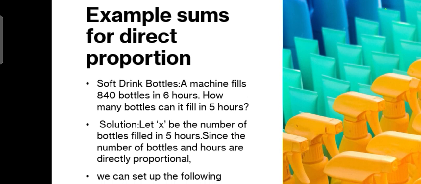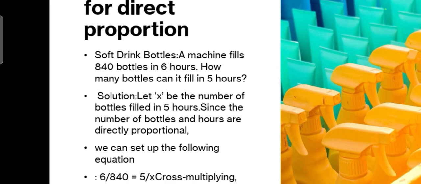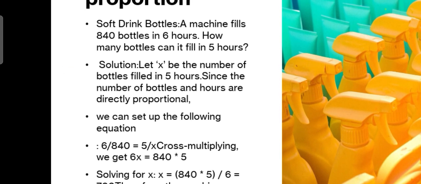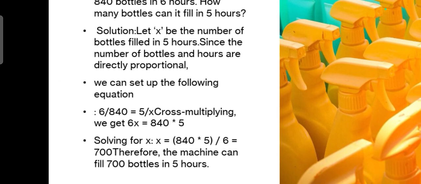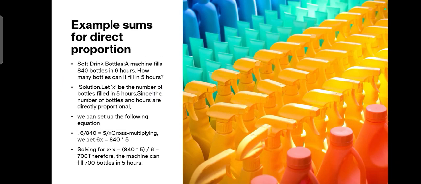Soft drink bottles. A machine fills 840 bottles in 6 hours. How many bottles can it fill in 5 hours? You can see that as the number of hours increases, the number of bottles the machine fills also increases. So it is a direct proportion. Let x be the number of bottles filled in 5 hours. Since the number of bottles and hours are directly proportional, 6 by 840 equals 5 by x. By calculating, we can find that 700 bottles can be filled in 5 hours.